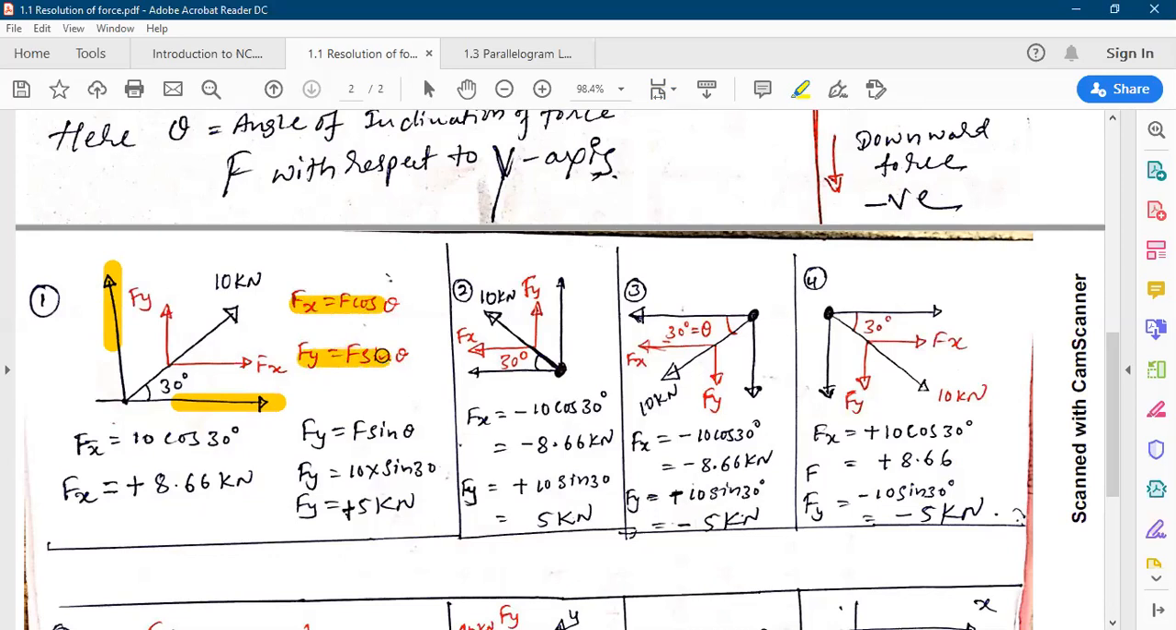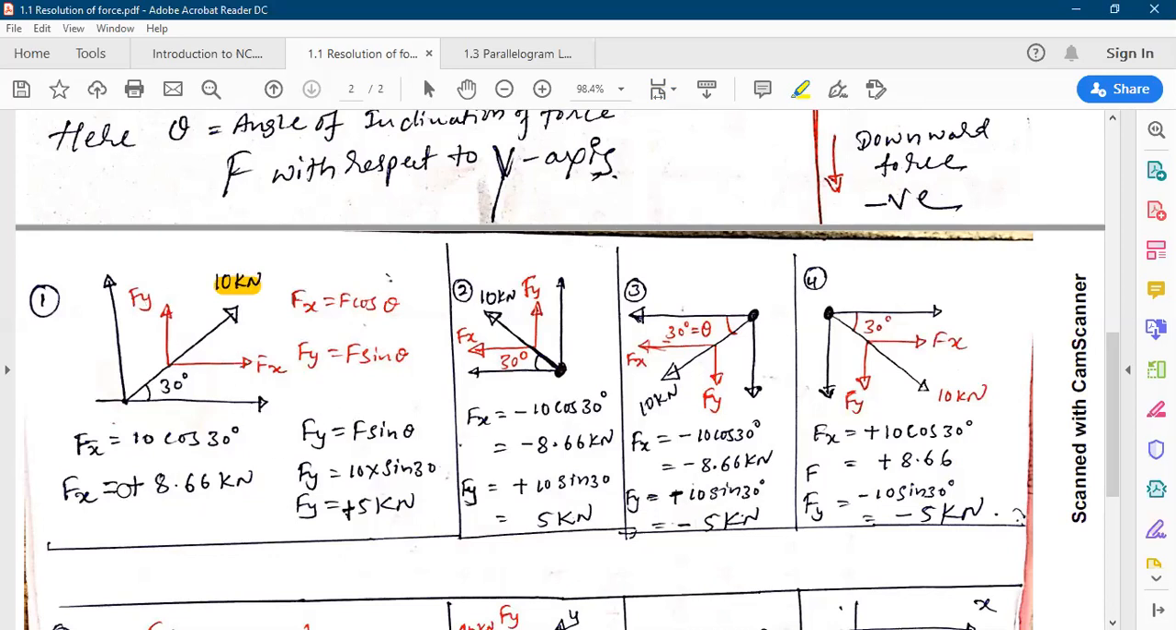Here, we are always considering the angle with respect to the x-axis in order to avoid confusion, in order to make our problem simpler. So we'll always consider the angle with respect to the x-axis only, so that we can use Fx is equal to F cos theta and Fy is equal to F sin theta. Taking that into consideration, we can resolve this 10 kilonewton force into its x component and y component.